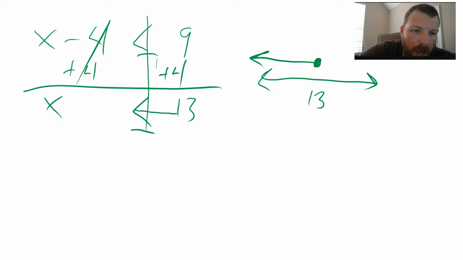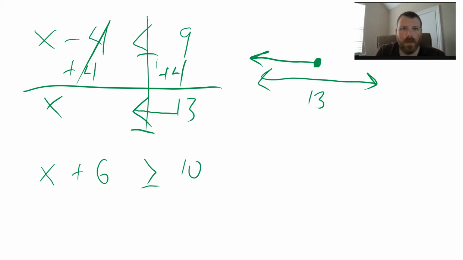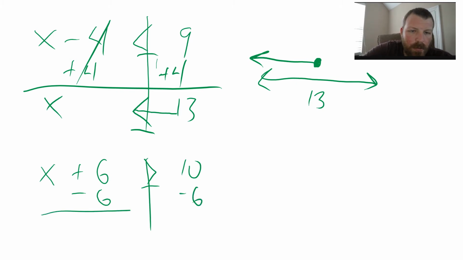So what we want to do now is look at another problem real quick, where I have x plus 6 is greater than or equal to 10. Again, I just need to solve this just like a regular old equation. So we're going to subtract 6 from both sides because it's being added. We're going to get x is greater than or equal to 4.